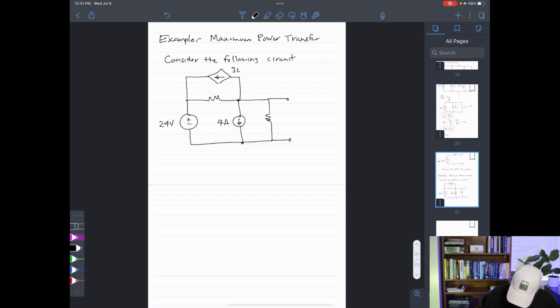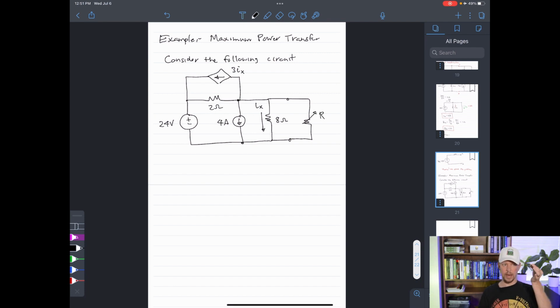Ix has been defined to go down this way. This is an 8 ohm resistor, a 2 ohm resistor, and then lastly, over here, we have a variable resistor R, right? So this resistor has a little dial on it, a knob, that you can actually use to change its resistance value, right?